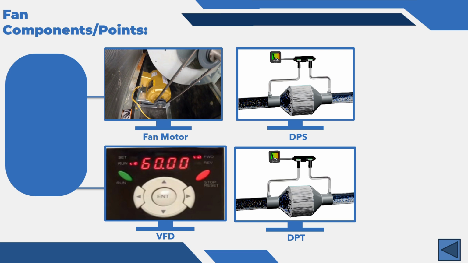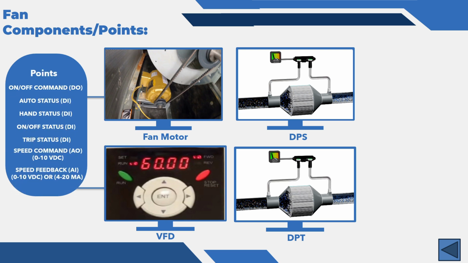The fan motor points are controlled through a panel called MCC. This panel operates the motor, and its points are as follows. On-off command, DO. This point commands the fan to start or stop. It is a digital output point from the BMS system. Auto status, DI. This point indicates that the fan is in an automatic mode and ready to be controlled by the BMS. It is a digital input point to the BMS.